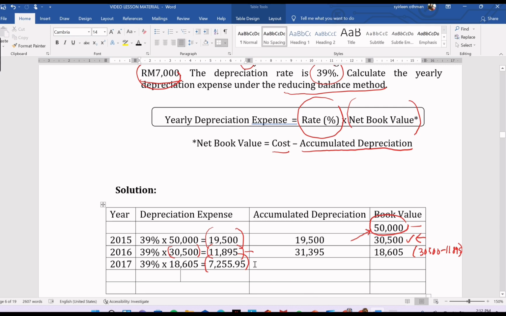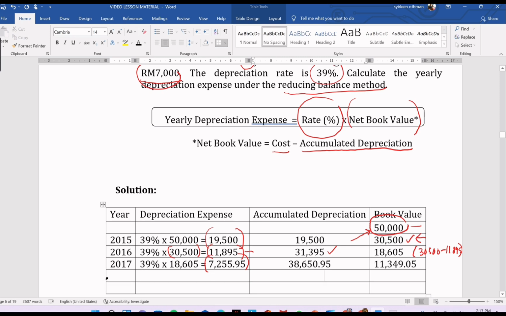Okay, so now your accumulated depreciation, just now you have 31,395. Now you have additional 7,255 ringgit and 95 cents. So accumulated depreciation for the following year will be 38,650 ringgit and 95 cents. Okay, so towards the end of 2017, your asset's net book value will be 11,349 ringgit and 5 cents.